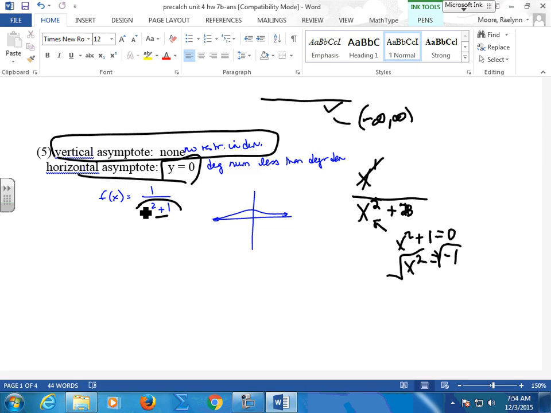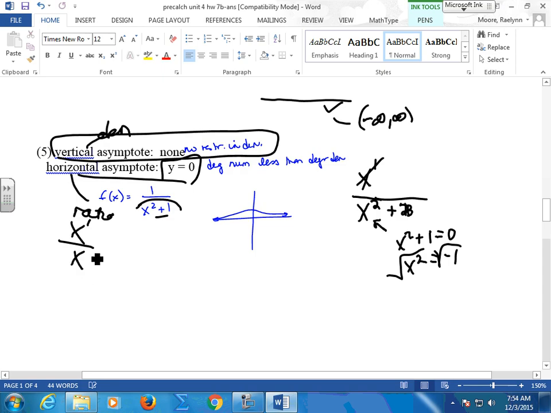So if it's a vertical asymptote, I say denominator. This is my ratio of my x's. So I know it has to be less than. Could it be any of these? Could it be x cubed over x to the fourth? Absolutely. That part is okay, but it has to exist.